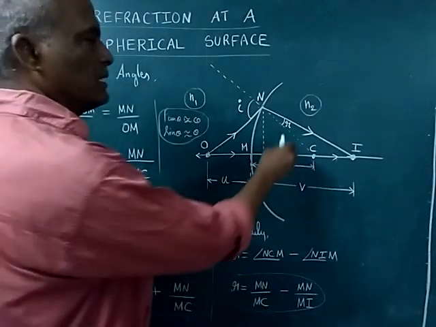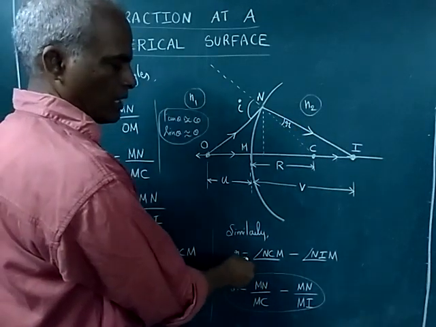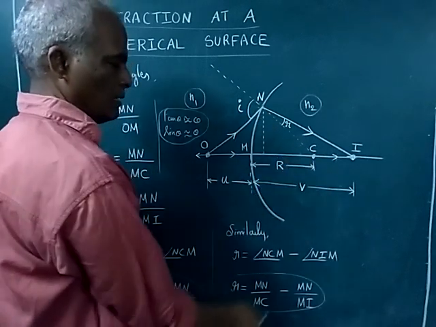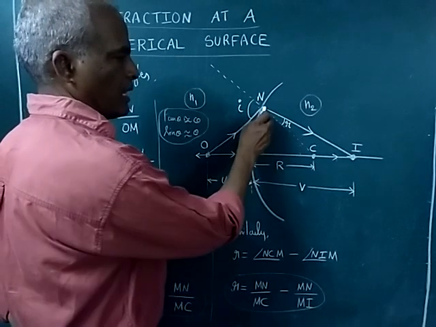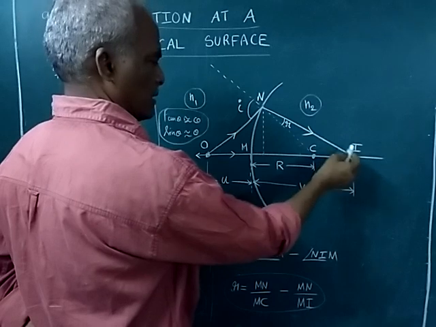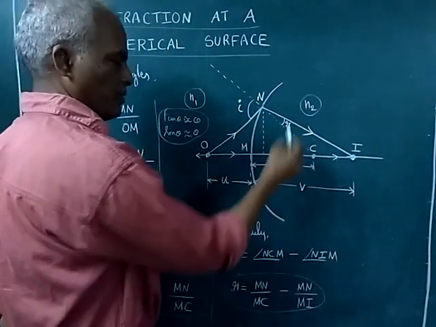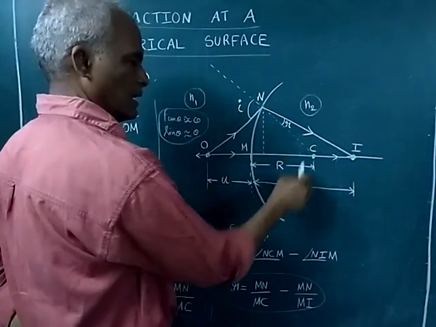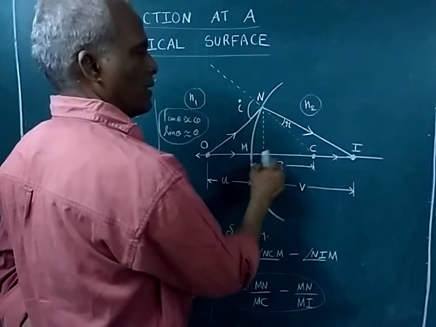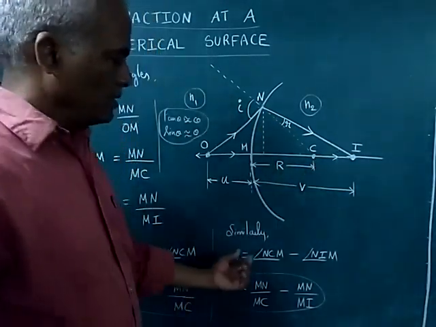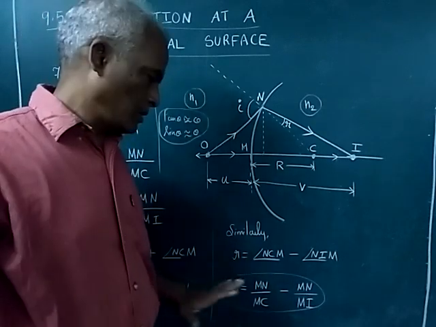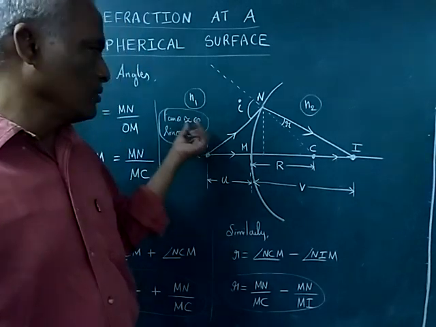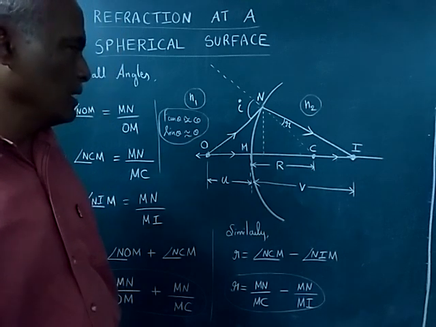Similarly, if you consider this angle, R is equal to angle NCM, this angle, minus NIM. So NIM means the next angle. So R is equal to angle NCM minus NIM. This proof also we will see at the end of the derivation. Okay. Now for very small angles, tan theta equals theta, and similarly sin theta is equal to theta.